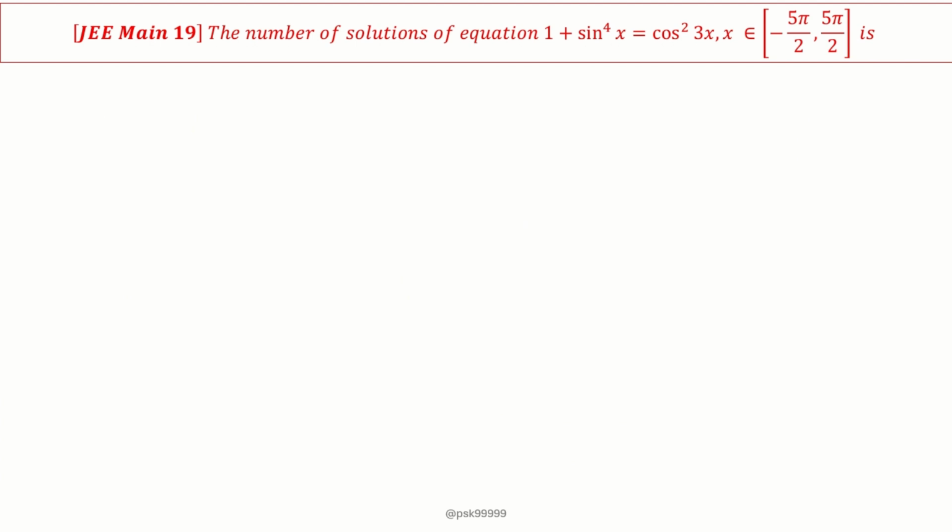Let's do another problem. Number of solutions of the equation 1 plus sine to the power of 4 x equal to cos square 3x, where x belongs to minus 5 pi by 2 to 5 pi by 2.